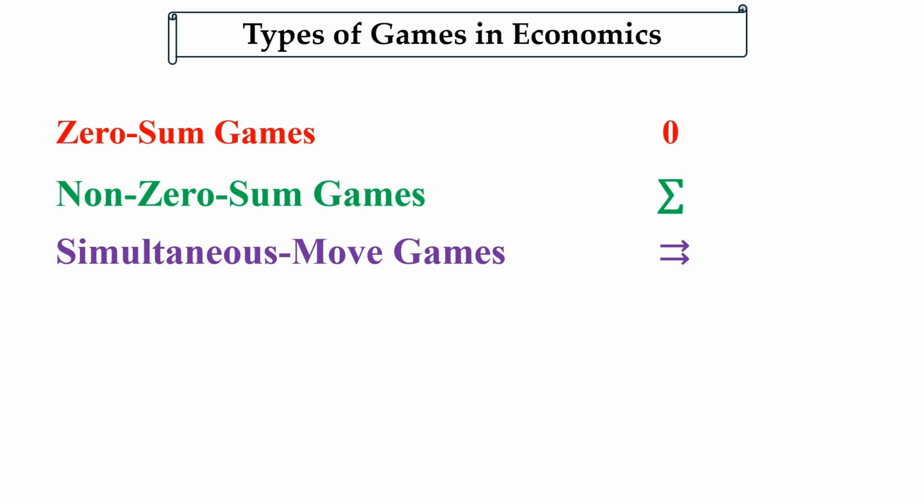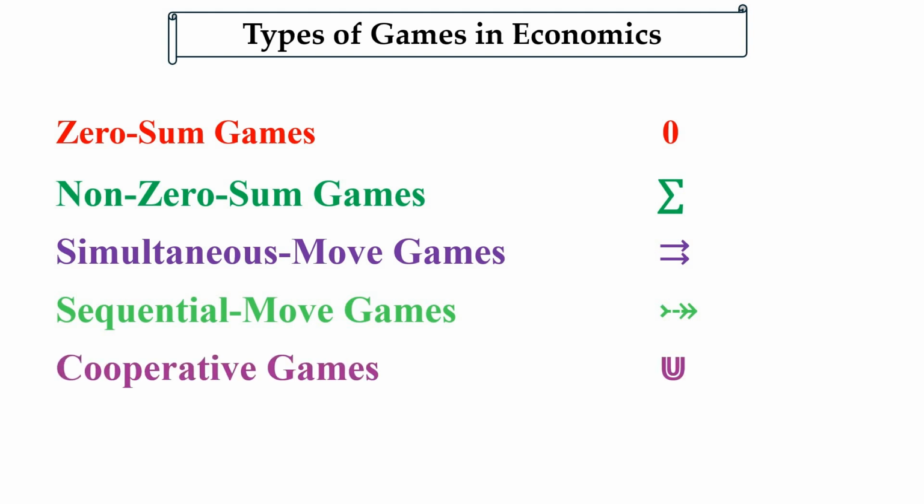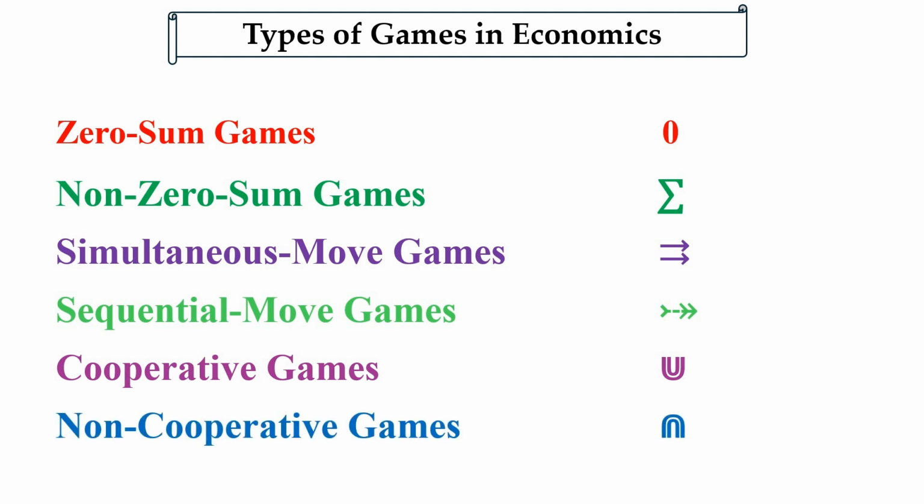For example, the prisoner's dilemma. Sequential move games: players make decisions one after another, with later players having some knowledge of earlier actions. For example, chess. Cooperative games: players can form coalitions, negotiate joint strategies and share payoffs. Non-cooperative games: players act independently without collaboration, focusing on individual strategies.